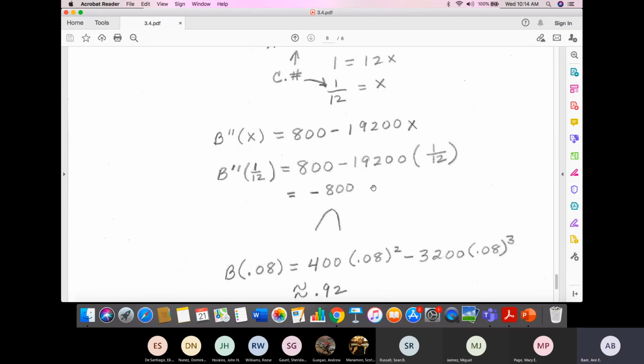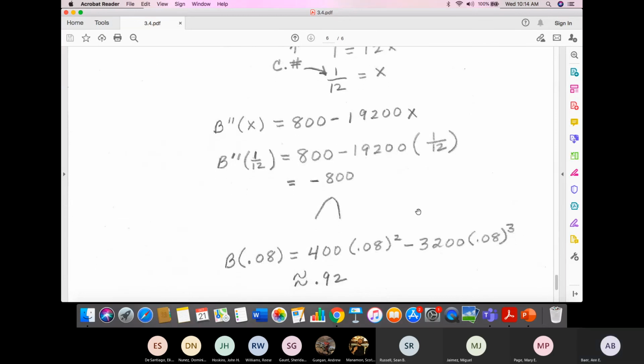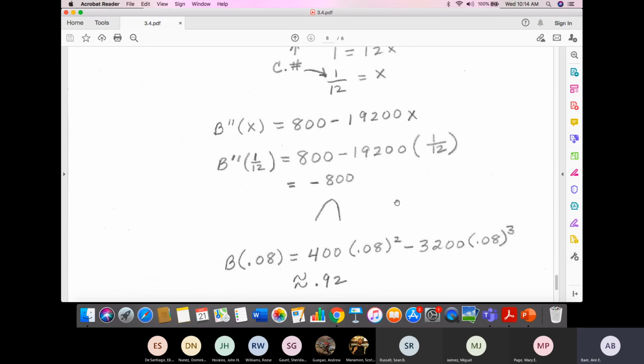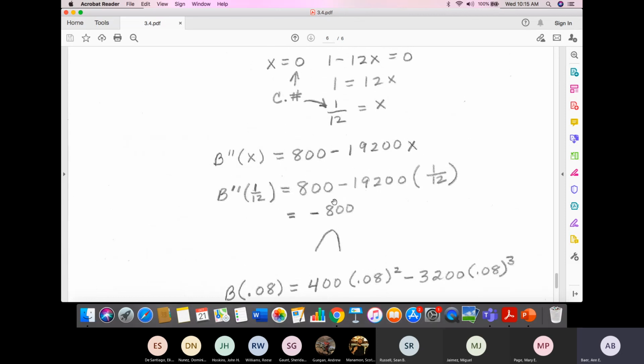When the second derivative is negative, that corresponds to the original graph being concave down. So since our original graph is concave down at an x-coordinate of 1/12, we have an absolute maximum. I'm still getting out of that habit. Absolute maximum here. It's a relative maximum as well, but it's an absolute maximum in this case. And so we want to state our answers correctly. So let's see how we're going to state our answer here.